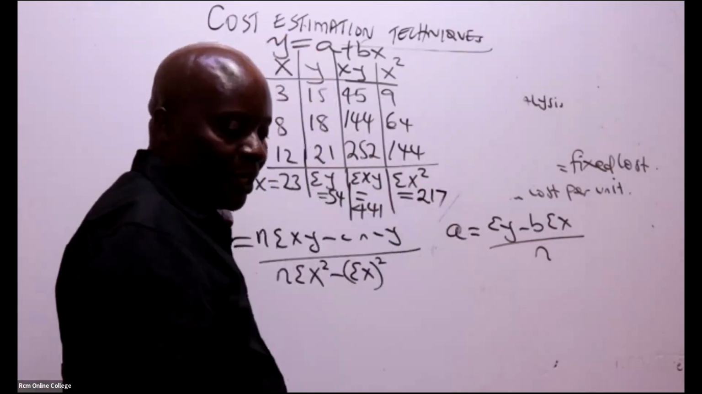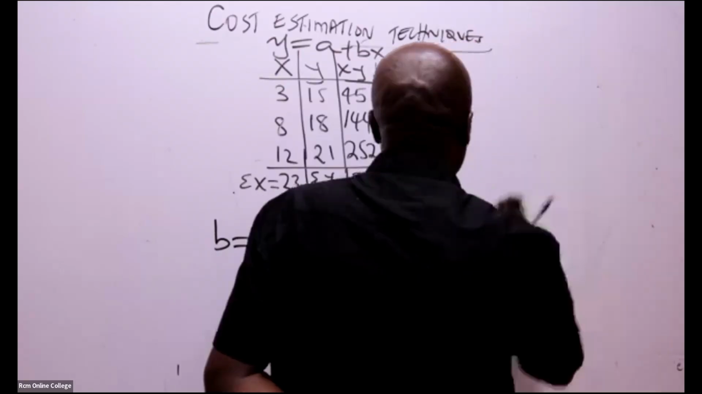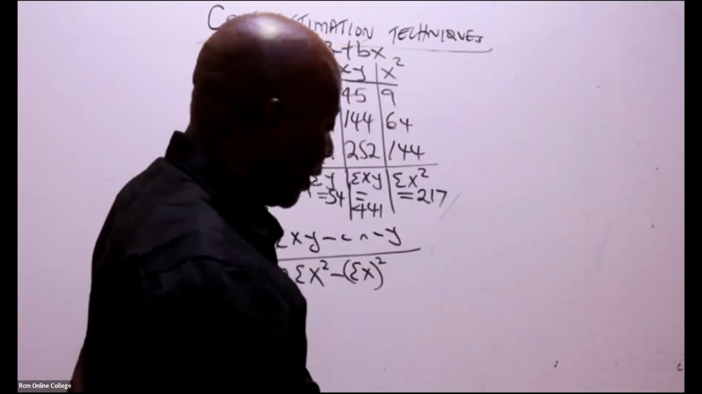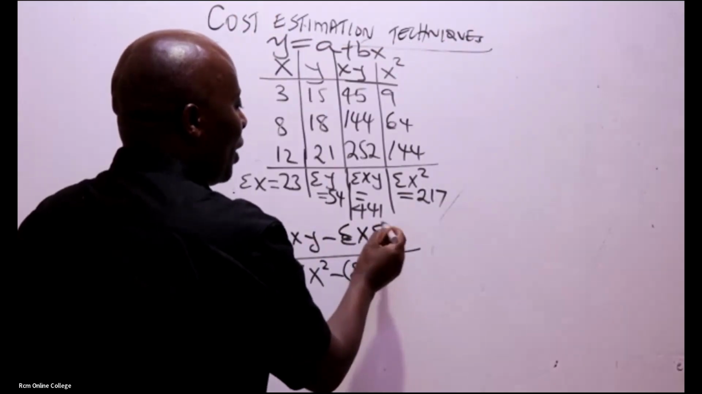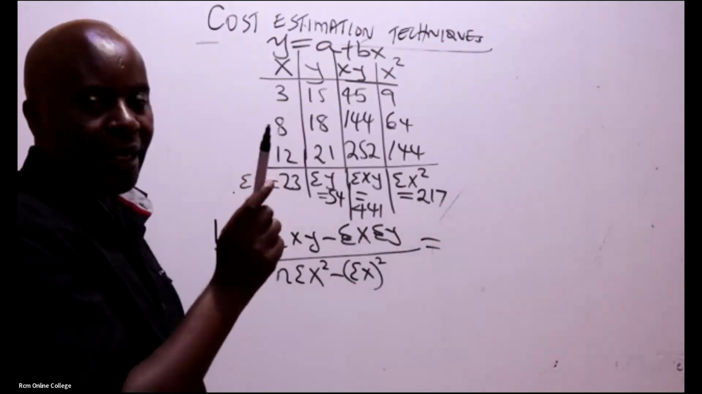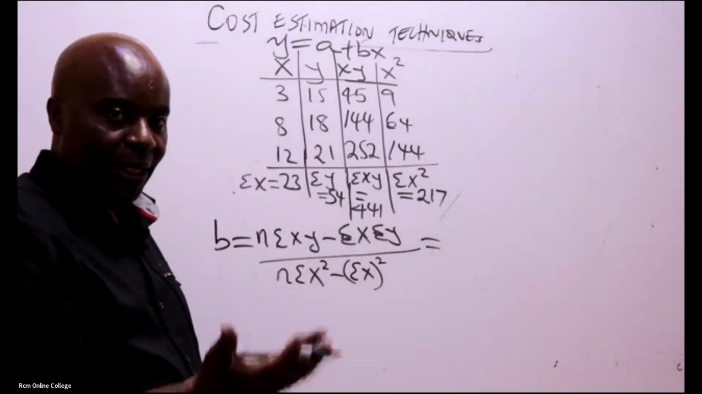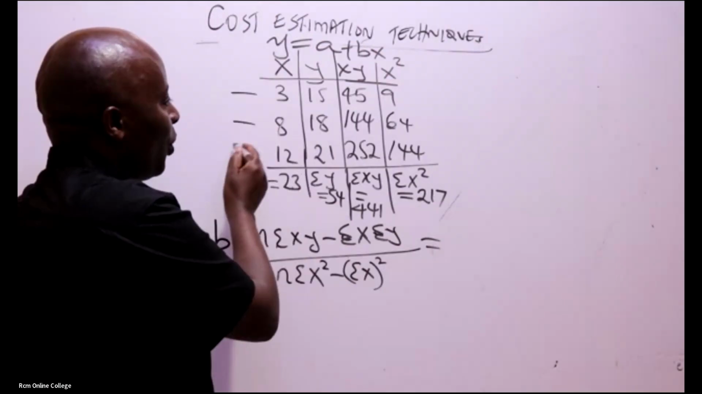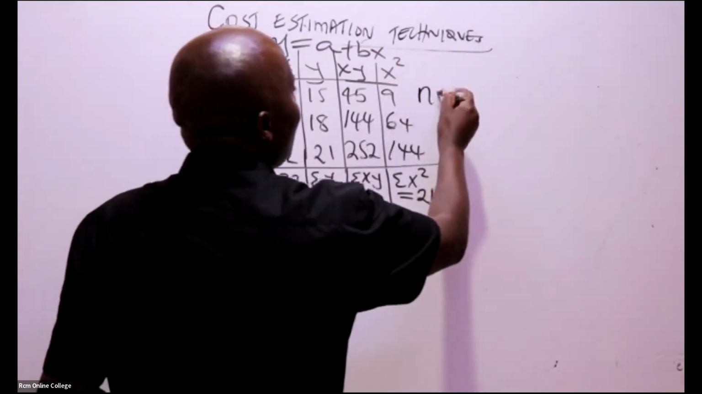So the very first thing, ladies and gentlemen, that we shall do is get the value of b. Let's get the value of b first. Who is able to give me the value of n? N represents the data points. These are 3 points, so in this question, n is 3.